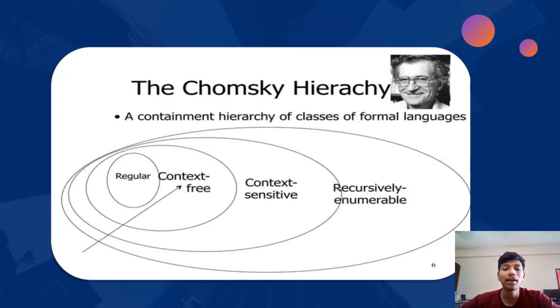The Chomsky hierarchy. Generally, in this diagram, we see the regular languages inside the context-free grammars, and the context-free grammars wholly inside the context-sensitive grammars, and those inside the recursively enumerable languages. Regular languages are a subset of context-free grammars, in which all the regular grammars are said to be context-free grammars, and all the context-free grammars are said to be context-sensitive grammars, which is denoted as context-free grammar is a subset of context-sensitive grammars.